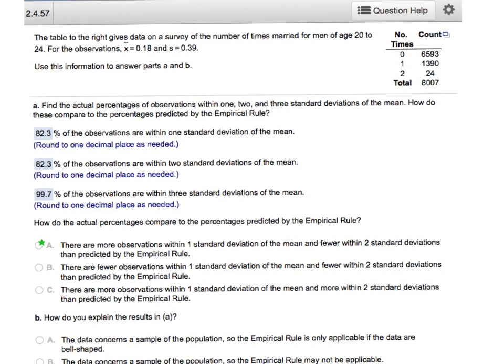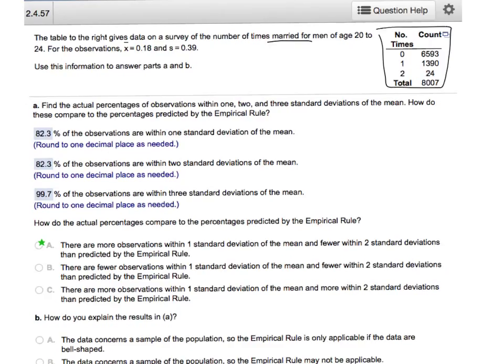So here's the answer to one of the homework problems from section 2.4 about the empirical rule. We're given some data here that asks the number of times men have been married. So they surveyed men and asked them how many times they've been married, and the results are shown over on the right.